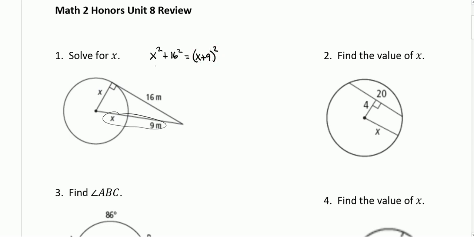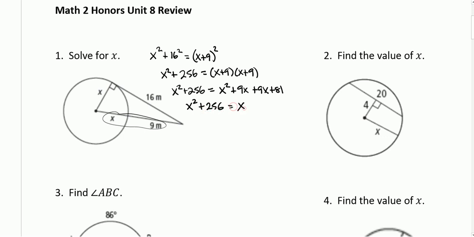So we're going to rewrite this. x squared plus 256 is x plus 9 times x plus 9. Multiply that out. x squared plus 256 is x squared plus 9x plus 9x plus 81. Add your 9's together. x squared plus 256 is x squared plus 18x plus 81.